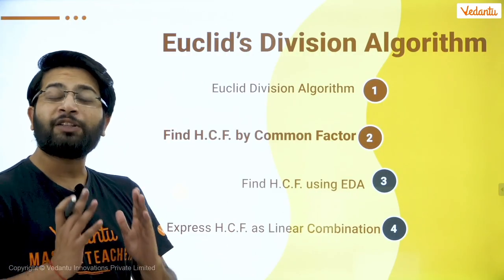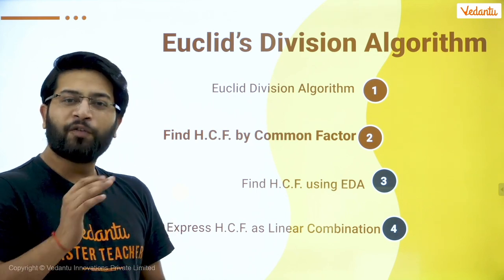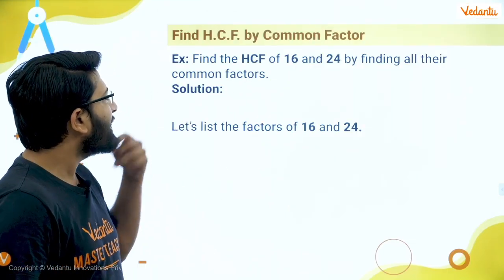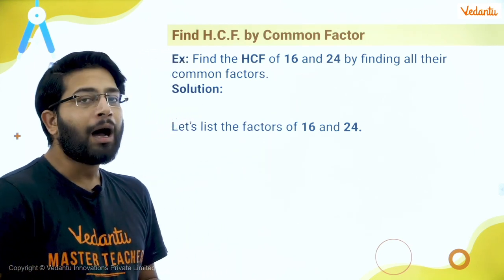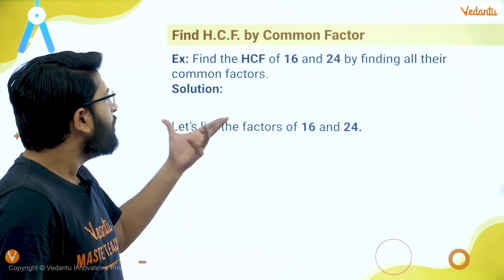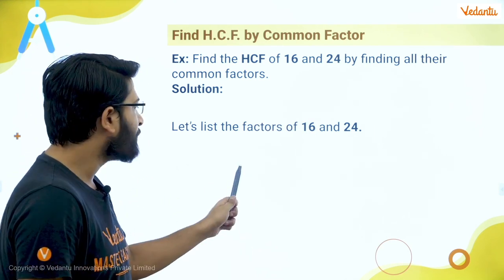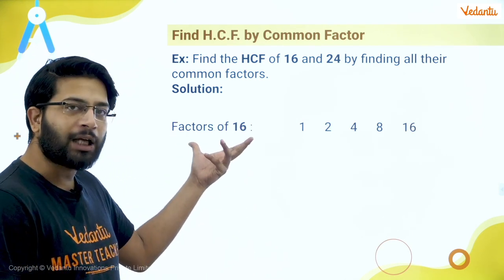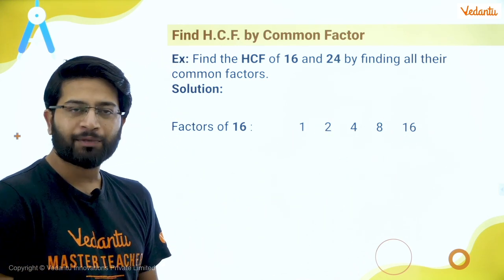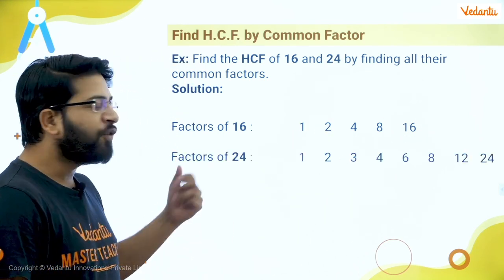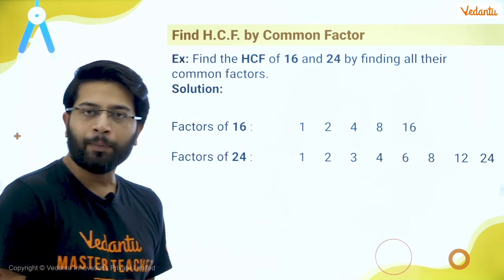But first of all, let's find out the highest common factor with the help of common factors. So champ, let's say I have to find the highest common factor of 16 and 24. How to do it? Very simple. First of all, let's see the factors of 16 and 24. The factors of 16 are 1, 2, 4, 8 and 16. Whereas the factors of 24 are 1, 2, 3, 4, 6, 8, 12, 24.